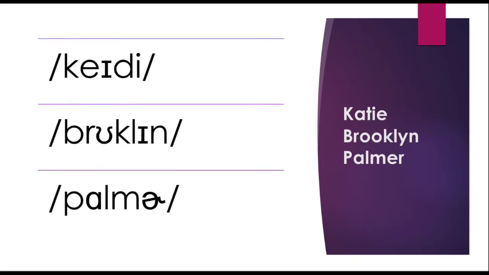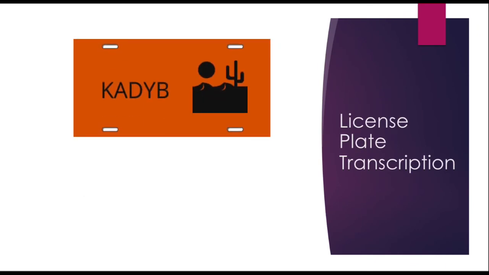So this is my full name, and this is what it looks like when transcribed. Katie Brooklyn Palmer. And then if I had a license plate, it would say Caddy B, because that's a nickname. All my friends call me that. And this is the transcription of that. And that is the end.